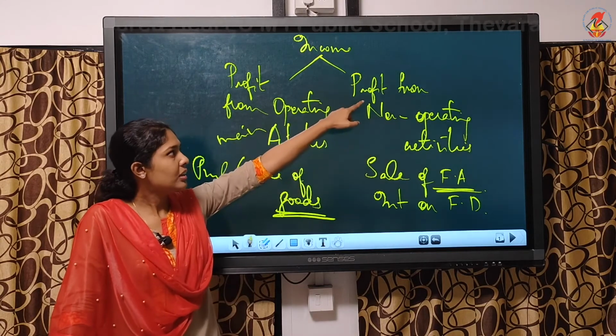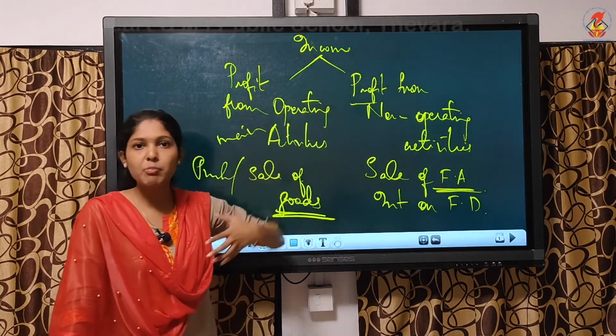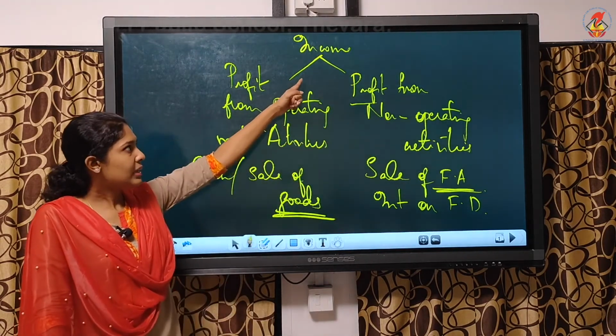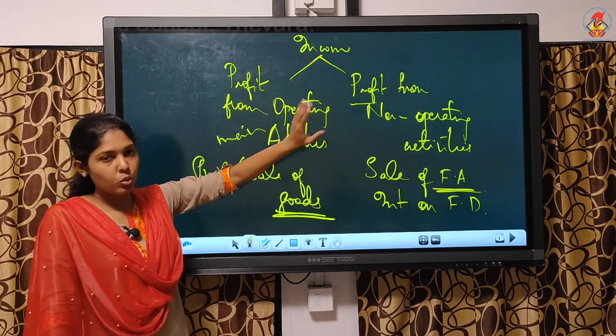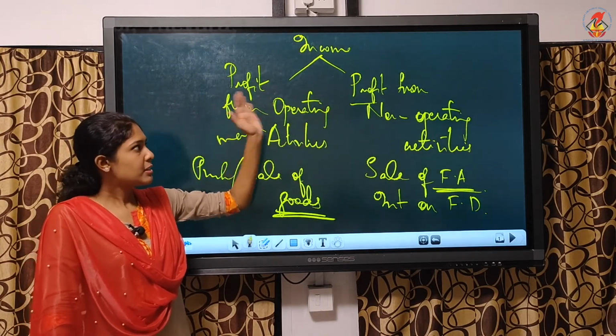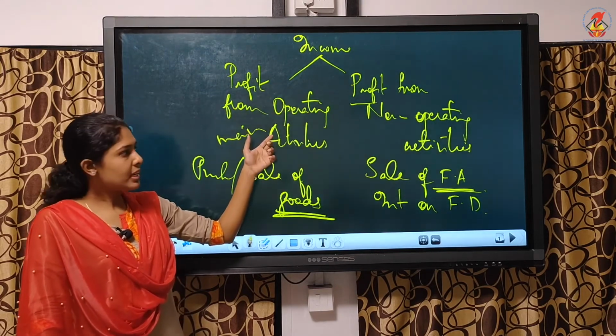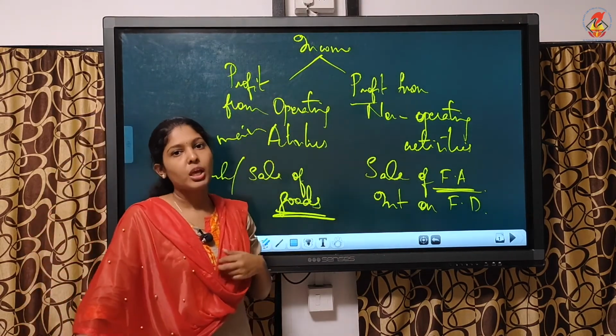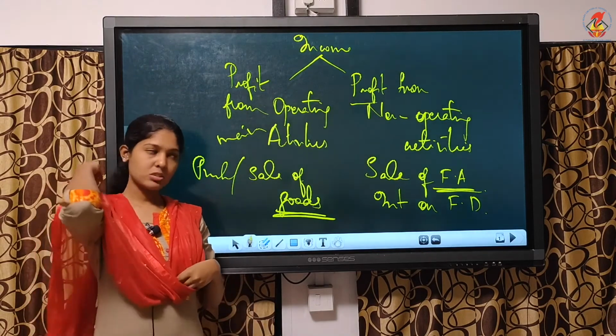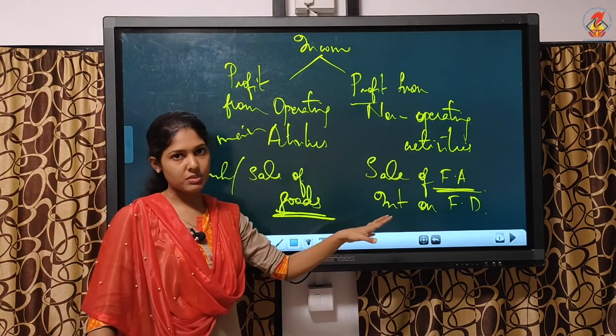That can also be termed as a type of profit for you. So, income is a broader term, though we call it profit also. It's a broader term than profit. It includes profit from operating and also profit from non-operating activities. Non-operating means not the main activity.